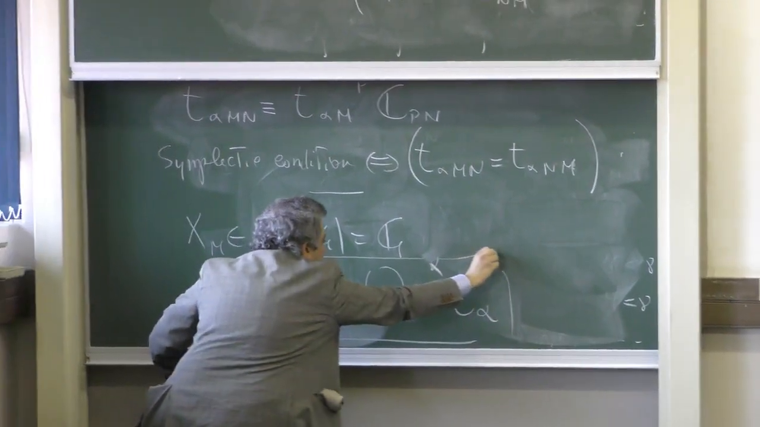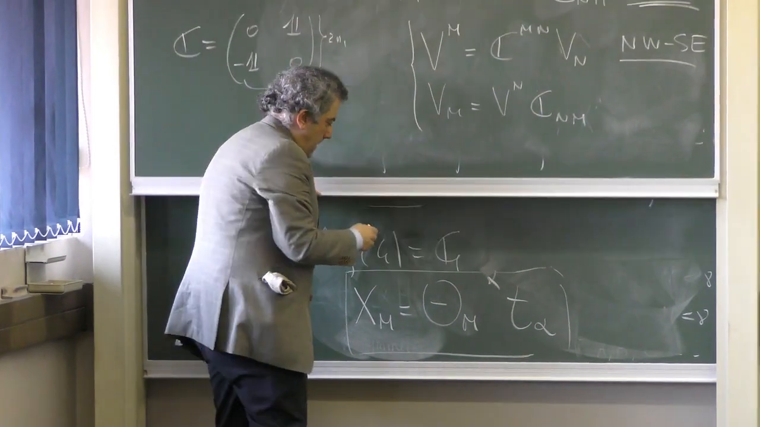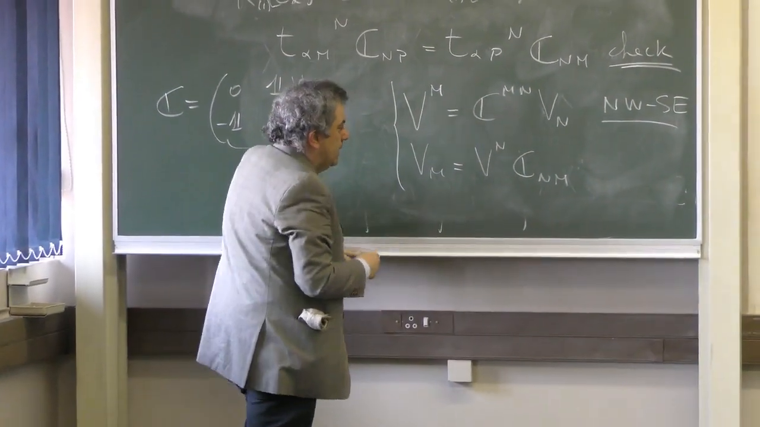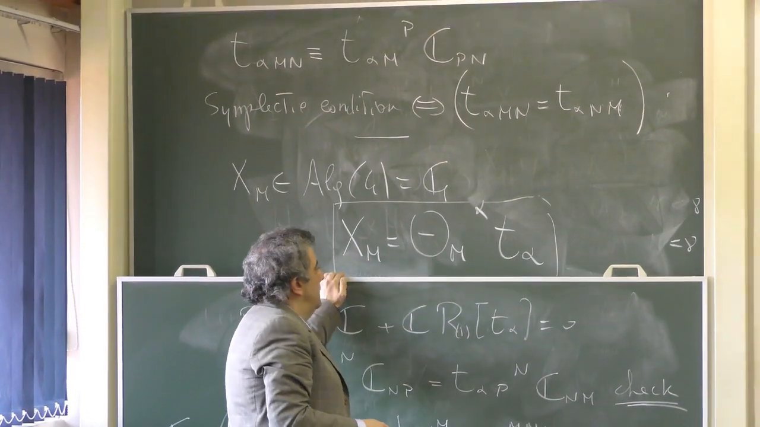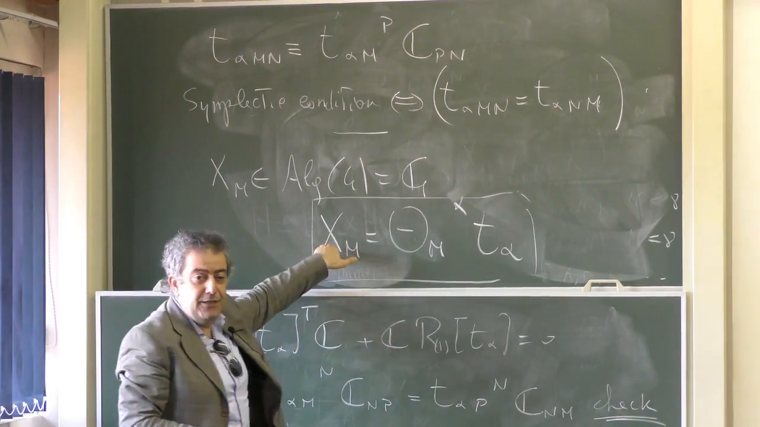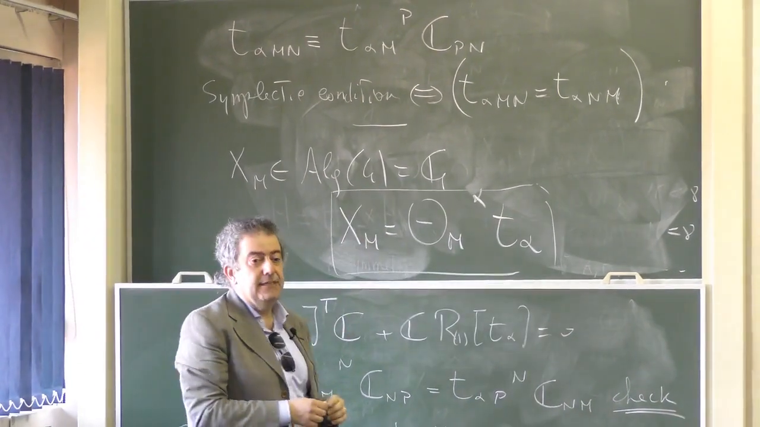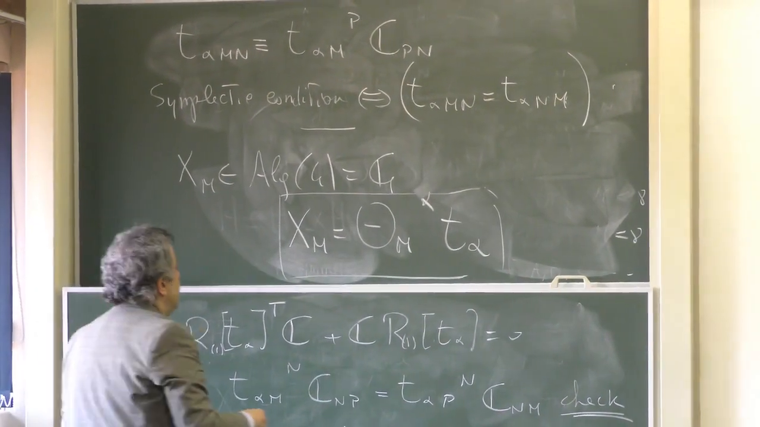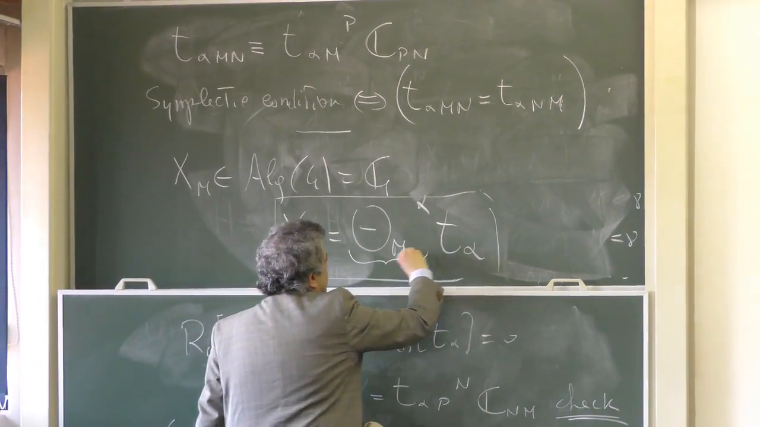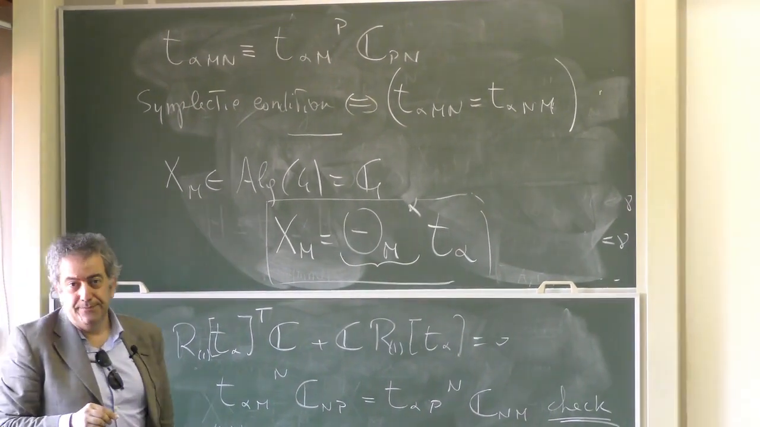So, we see that the requirement that the gauge generators in this generic symplectic basis be contained in the global symmetry group generator of the theory, of the gauged theory, leads us to introduce this tensor here, this quantity, theta. This is called the embedding tensor.